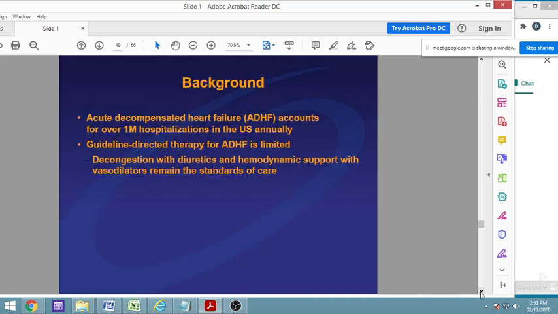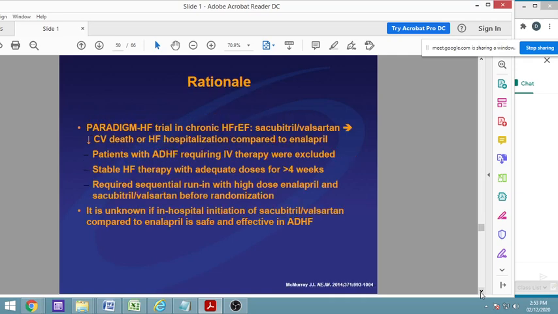So that shows acute decompensated heart failure accounts for this many deaths, as we have already seen. What they did was try a drug, sacubitril and valsartan treatment, that decreased heart failure hospitalization as compared to enalapril. Patients with ADHF requiring IV therapy were excluded, and these were the study details.